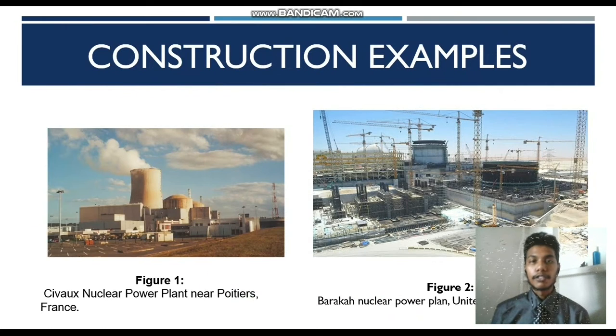This is the construction example. Figure 1 shows Civaux nuclear power plant near Poitiers, France. Second, Barakah nuclear power plant, United Arab Emirates. That's all from me. I would like to pass to Awangku Azzamuddin.